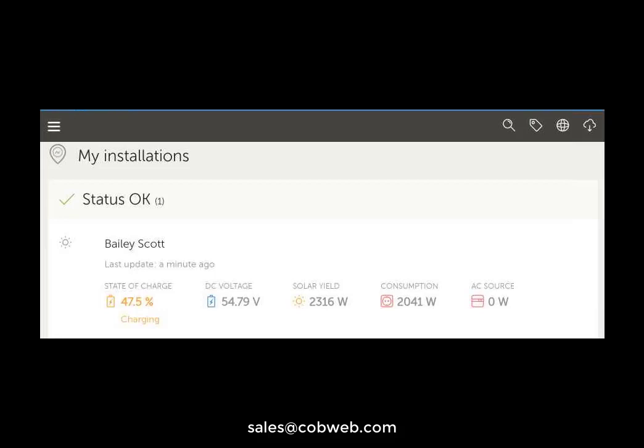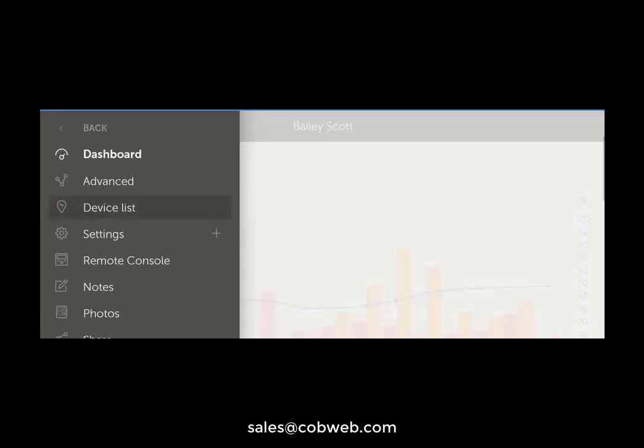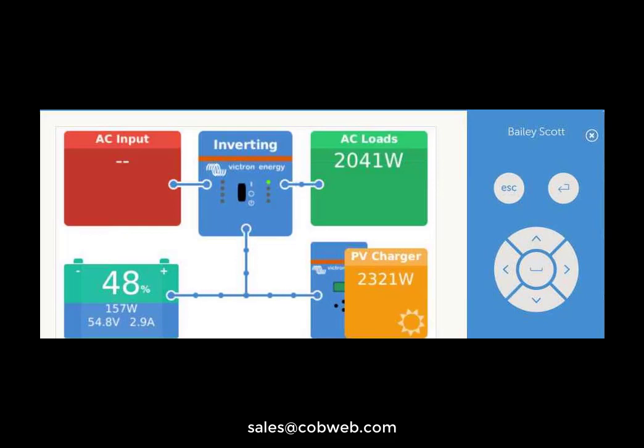Now, the customer did admit that there is a kind of partial solution, which you can now see on the screen, which is when he connects to the remote console of the system. And you can see in real time the AC load, which is the power being consumed by the house, the power coming in from the solar panels. Now, top left, the AC input. If the generator is switched on, you would see the power coming in there. You can also see the batteries on the bottom left, 48% charged and 54.8 volts.